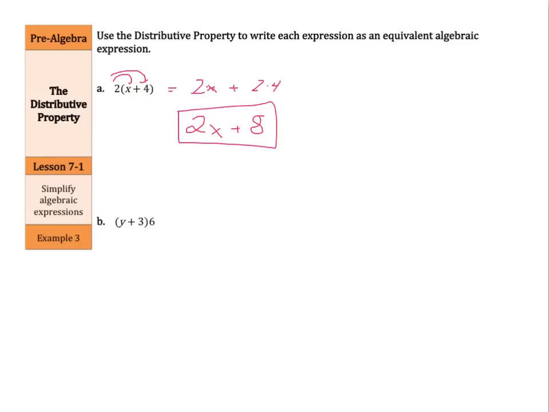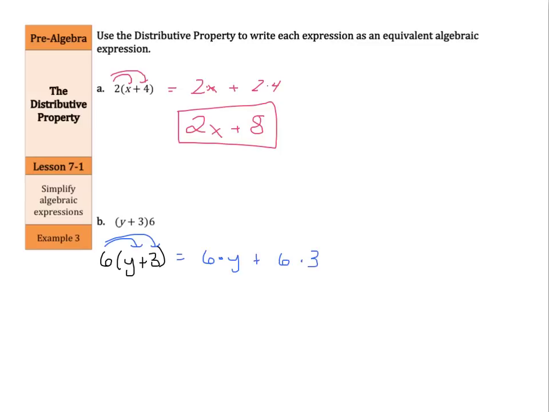Our next example, y plus 3 times 6. Now, again, if you're more comfortable with the 6 being on the left side of the parentheses, go ahead and just rewrite it if you're more comfortable doing it that way. So we have our 6 times our y plus our 6 times the 3.